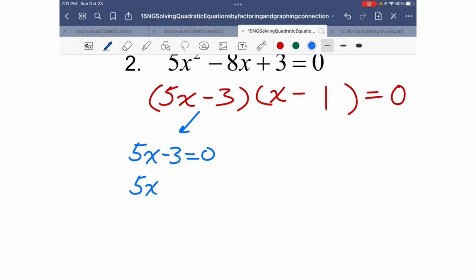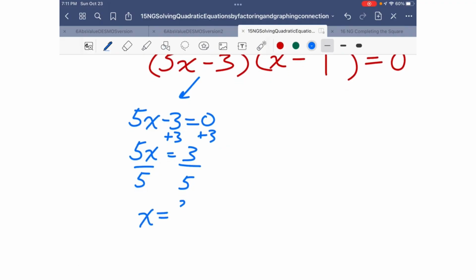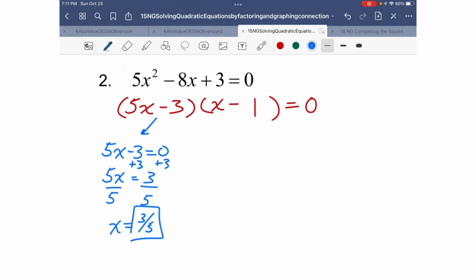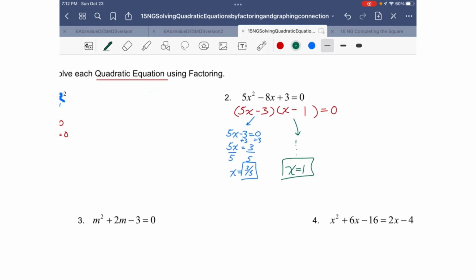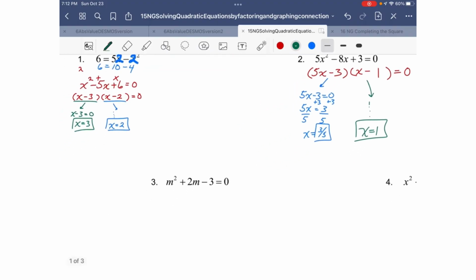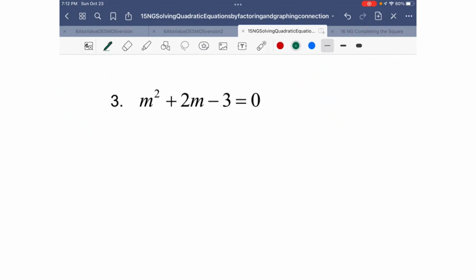I have to actually take 5x minus 3 and set it equal to 0. And unless you can do this in your head, which I know some of you can, you got to do some algebra, like add 3 and divide by 5. It's not like awful. So we get 3/5. This one over here, you should be able to do in your head. That's just going to come out to be x equals 1. Either way, I have 2 answers, both of them I found using factoring, and of course, the equation equal to 0 to boot.